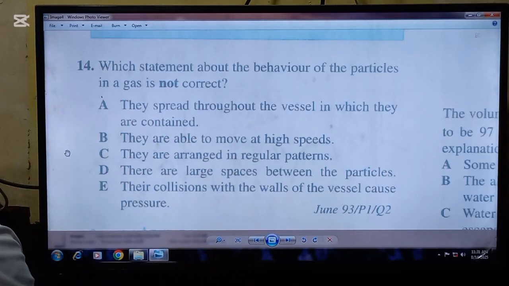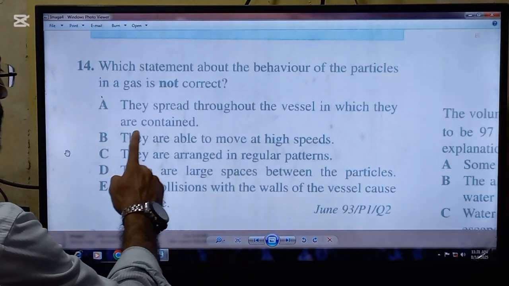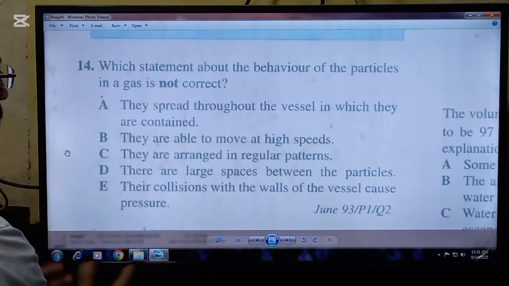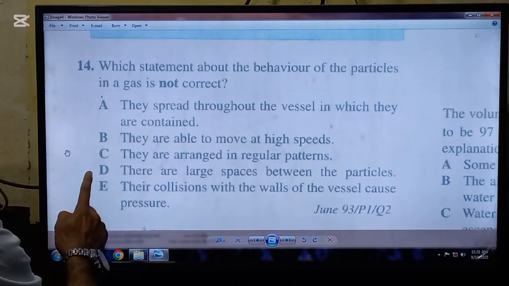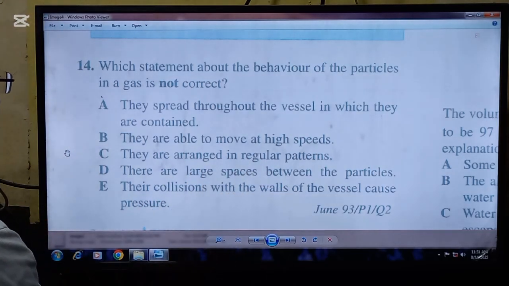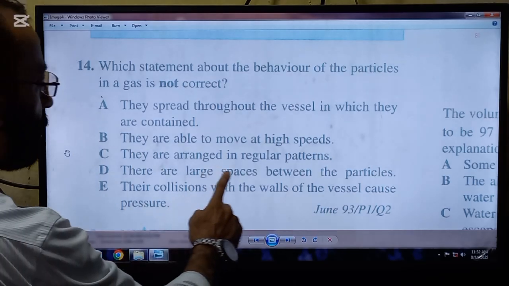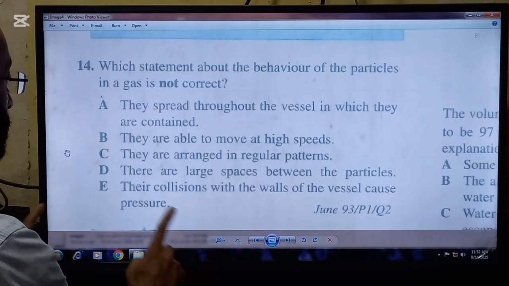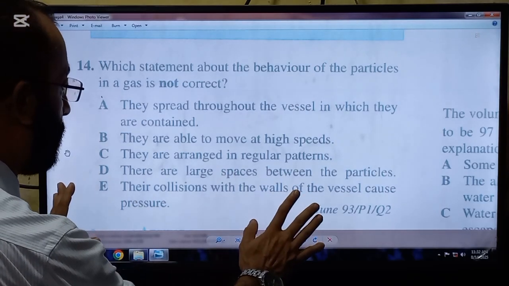And here are the options. A part is they spread throughout the vessel in which they are contained. So this is true about the gas. B part, they are able to move at high speed. This is also true for the gases. C part is they are arranged in a regular pattern. This is not correct because this is correct for solids.